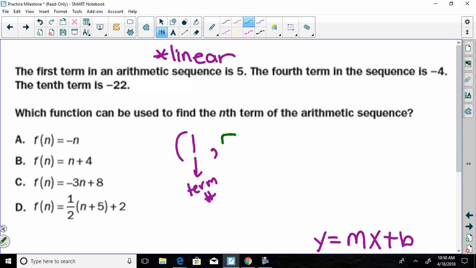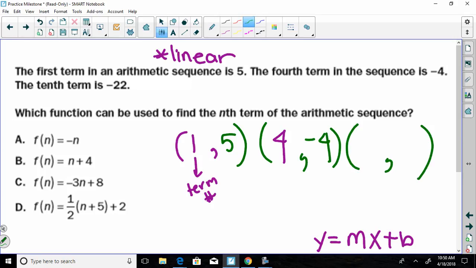How did you get the numbers again? I just read it, so I said, okay, I'm going to make the term number my x coordinate. So the first term, the fourth term, and the 10th term. And then I need to figure out what they are. So n is always your term number. Oh, and this is in your Unit 2A quizzes. I go over this. And then the y-coordinate is right here. So 5 goes with 1, negative 4 goes with 4, negative 22 goes with 10.